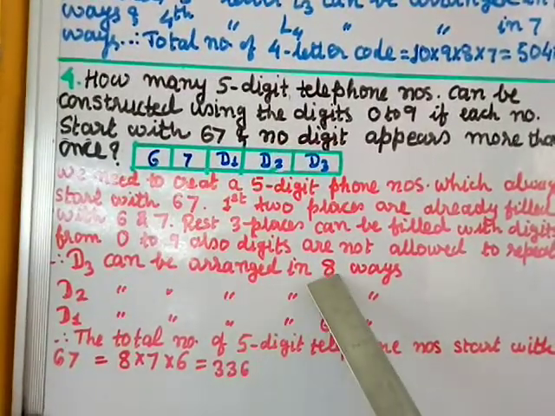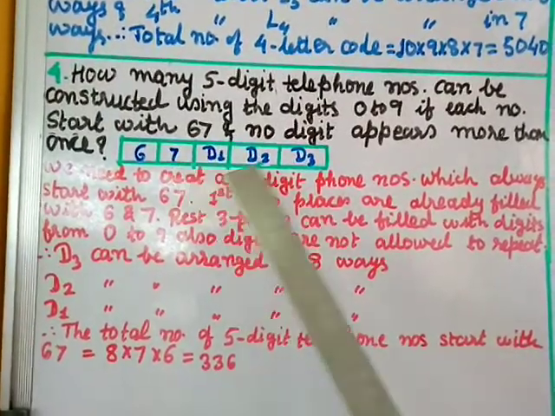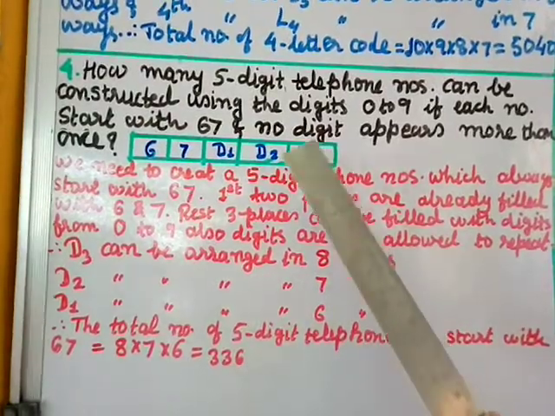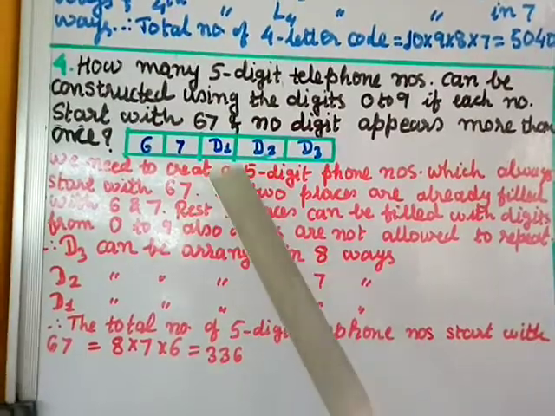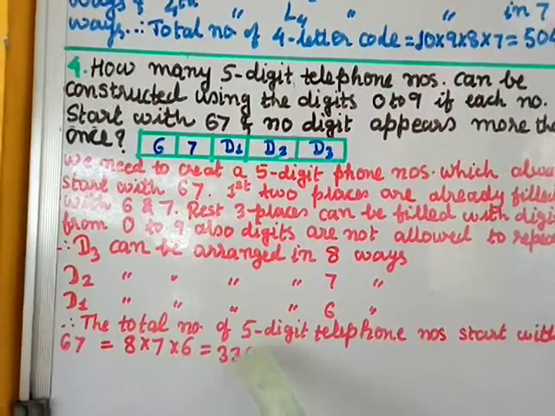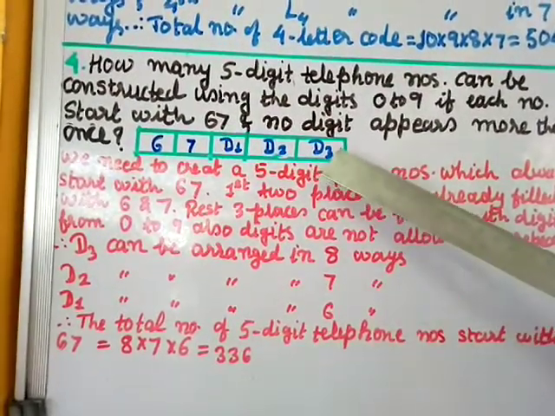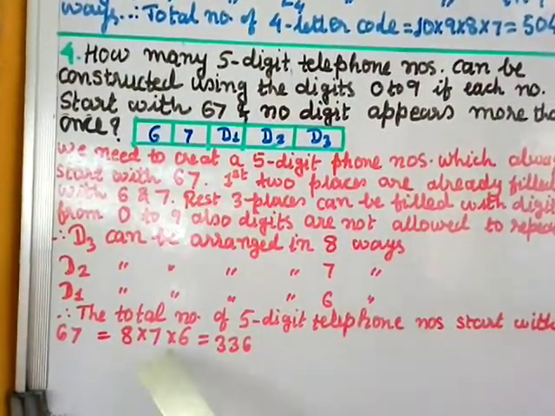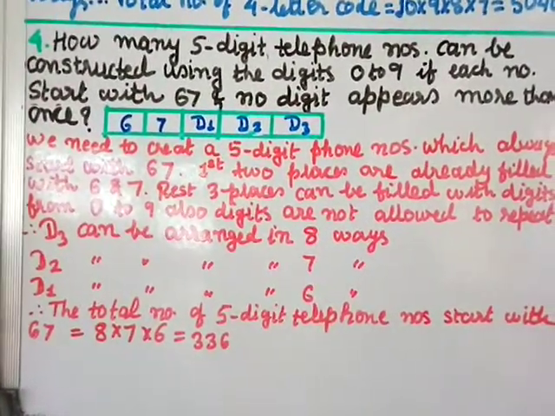So this place can be filled in 8 ways. Then the next one can be arranged in, now already 1 is used here, that means now here this one can have 7 ways, and the last one can be arranged in 6 ways. So here D3 I am arranging in 8 ways, D2 7 and D1 as 6 ways. Okay, or you can write this way, both the ways are correct. Therefore, total number of 5-digit telephone numbers starting with 6, 7 equals, here I can fill in 8 ways, 7 ways, 6 ways, or you can say 8, 7, 6, whatever, you just find the product. 8 into 7 into 6, which gives you 336. That is the solution for question number 4.